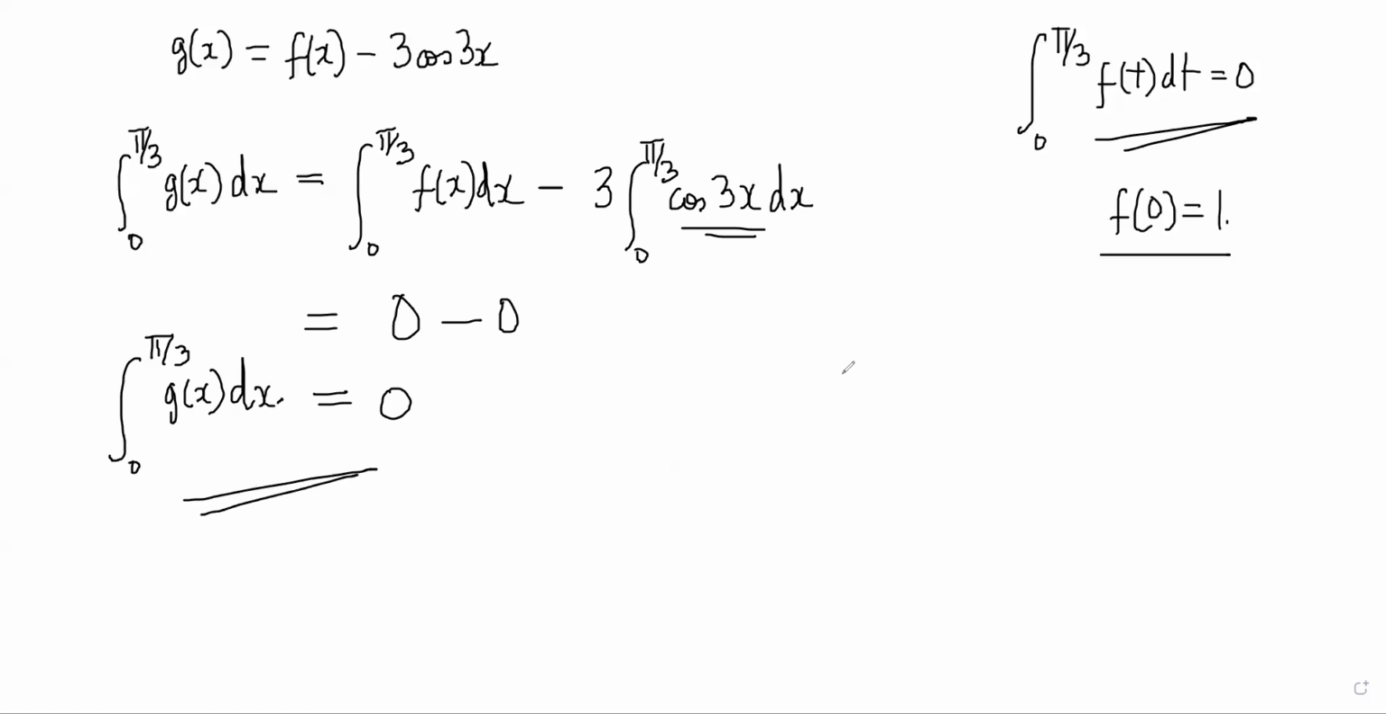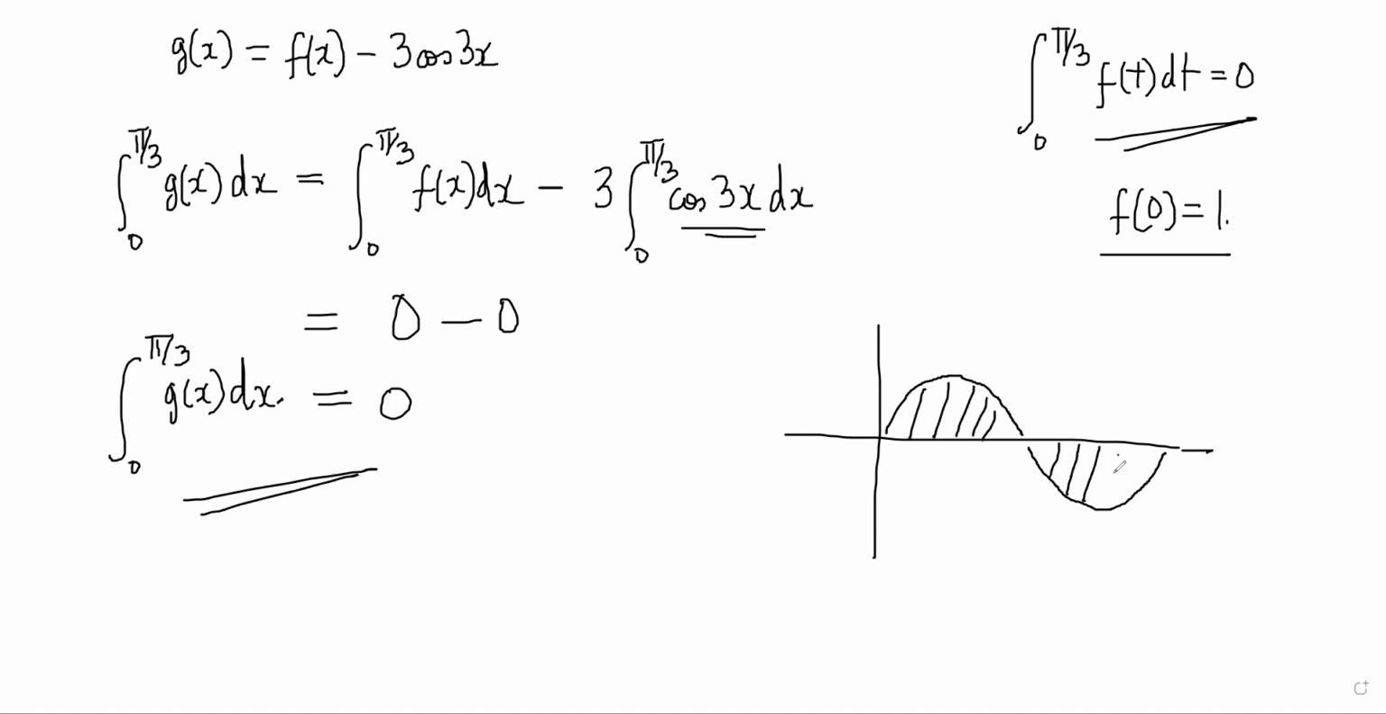What does this mean? This means that the graph of the g function should be such that the areas have to cancel out, right? Obviously, this is not accurate. The area under the graph of the g function is 0. So if there is a positive area, there must be an equal and opposite negative area somehow. These two areas must cancel out from 0 to pi by 3.